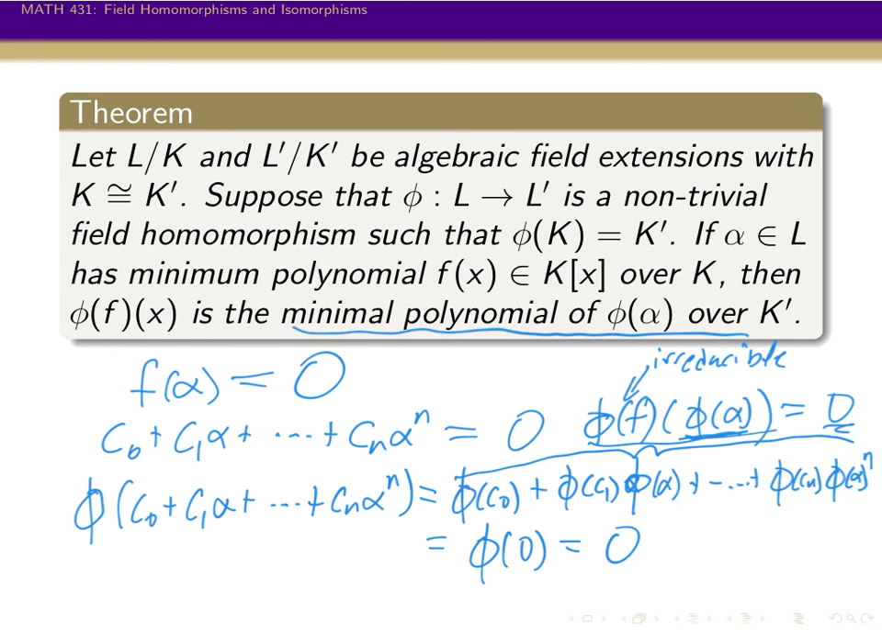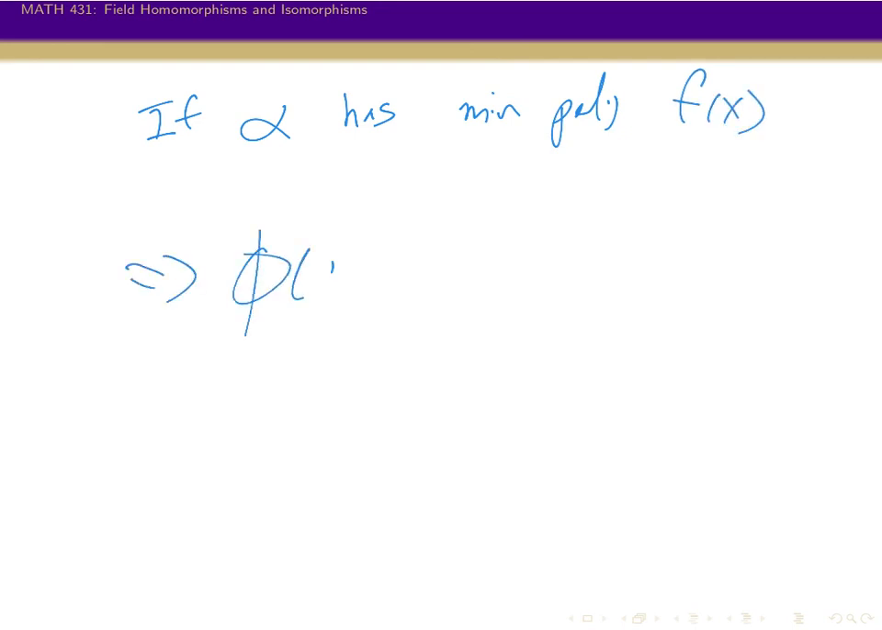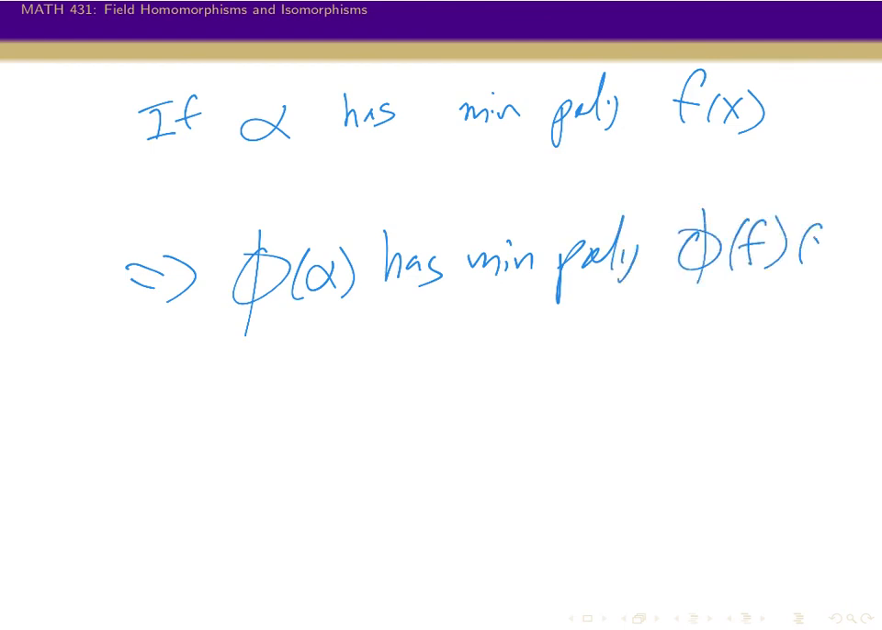Okay, so let me clear this up and make that clear again. Actually, let's go to the last page. So again, the upshot here is that if alpha has minimal polynomial f of x, then phi of alpha, the image of alpha, has minimal polynomial phi of f of x. And this will be very important for us as we move forward.